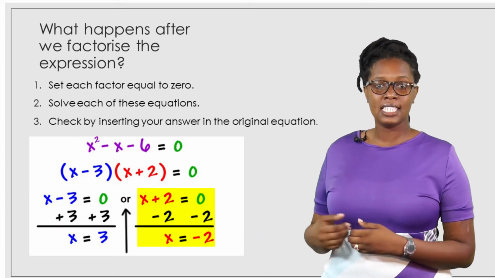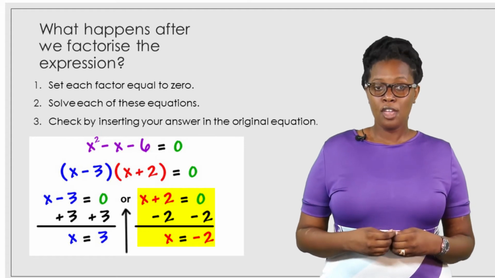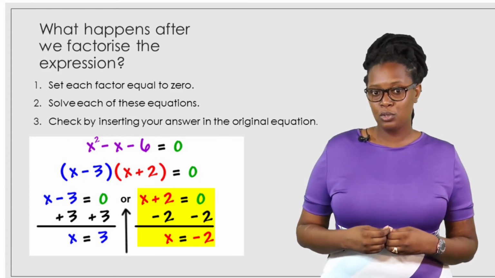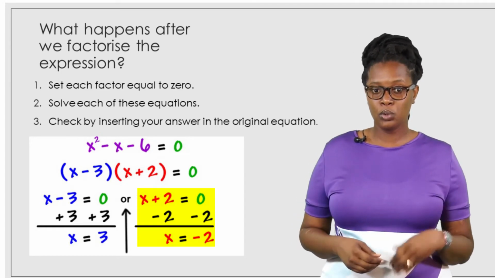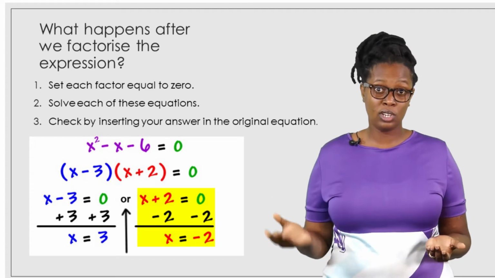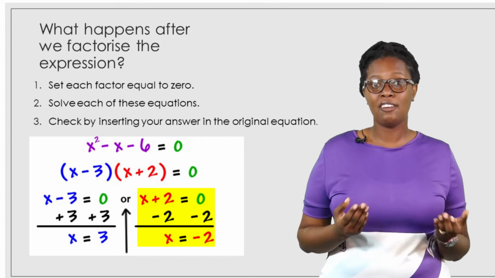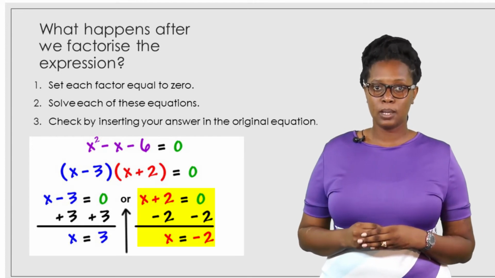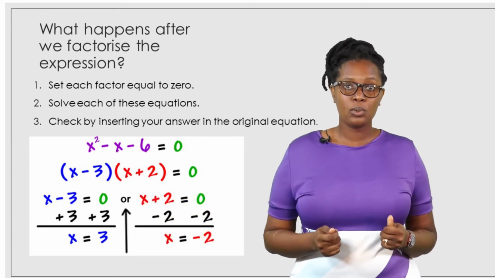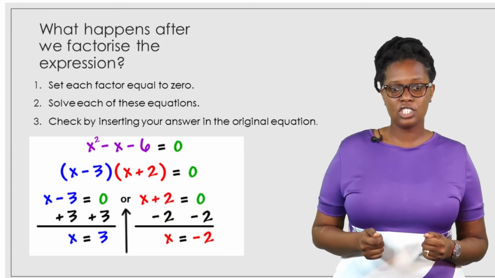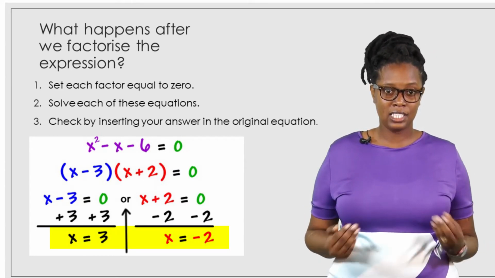On the other hand, the second bracket, x plus 2 equals 0. If we want to get rid of the positive 2, we have to subtract 2. And because it's an equation, what we do on one side of the equal sign, we have to do on the other side. So x plus 2 subtract 2, we're left with just x, and 0 subtract 2, we're left with negative 2. So after we have solved this quadratic equation, the values for x are 3 and negative 2.